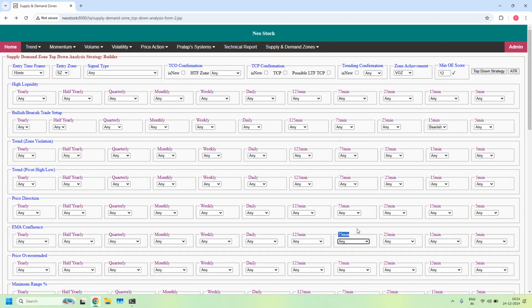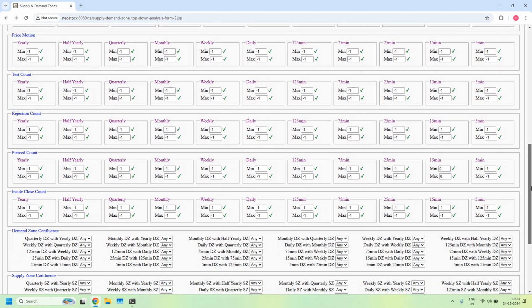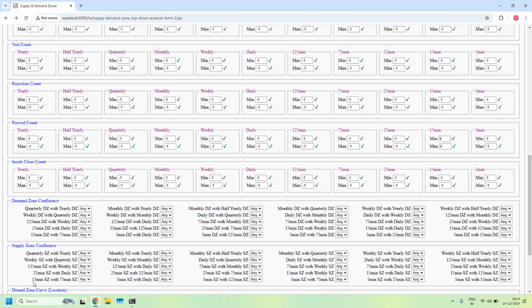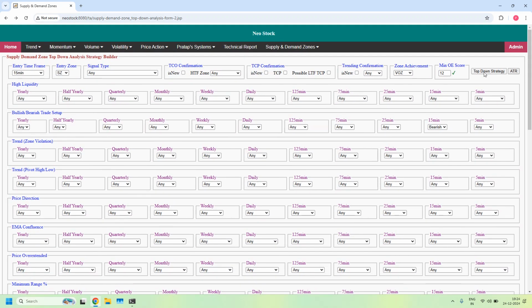I am removing the EMA filter. In the supply zone confluence, we need to set 3 filters. The first filter is already enabled, that is the 15 minute supply zone with 75 minute supply zone confluence. The second filter is the 15 minute supply zone with daily supply zone confluence. Third filter, the 75 minute supply zone with daily supply zone confluence. All 3 filters are enabled. Now we get LTF, ITF and HTF supply zone confluence stocks.